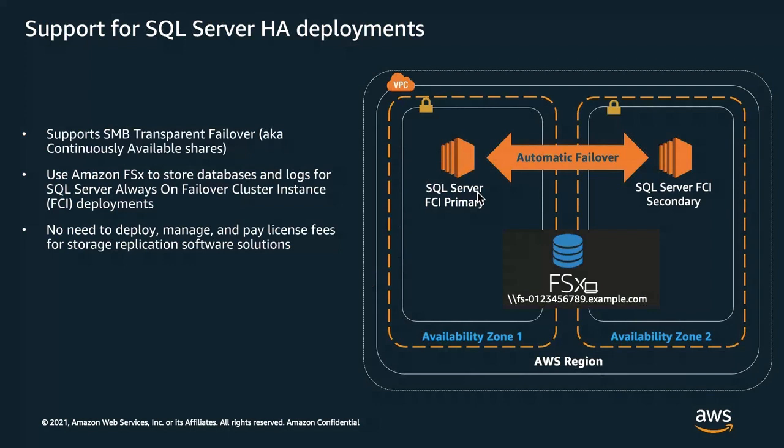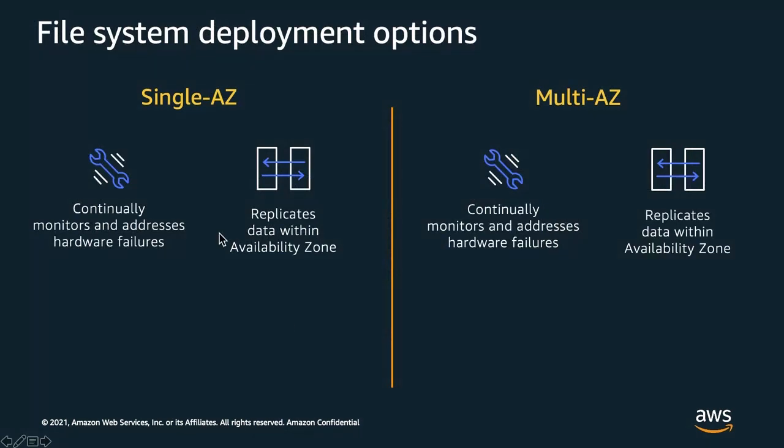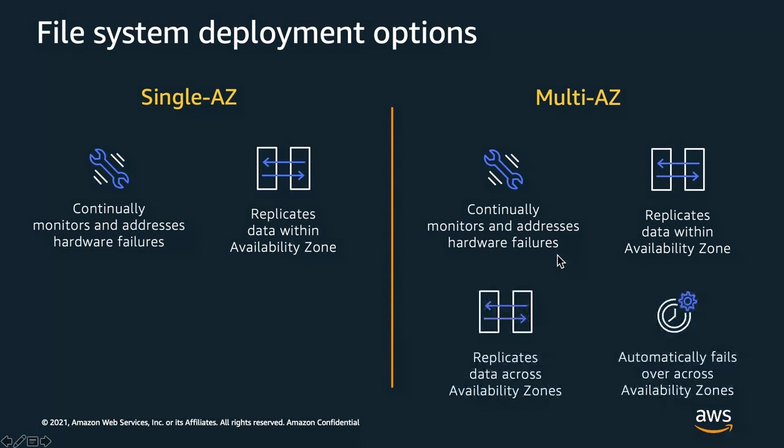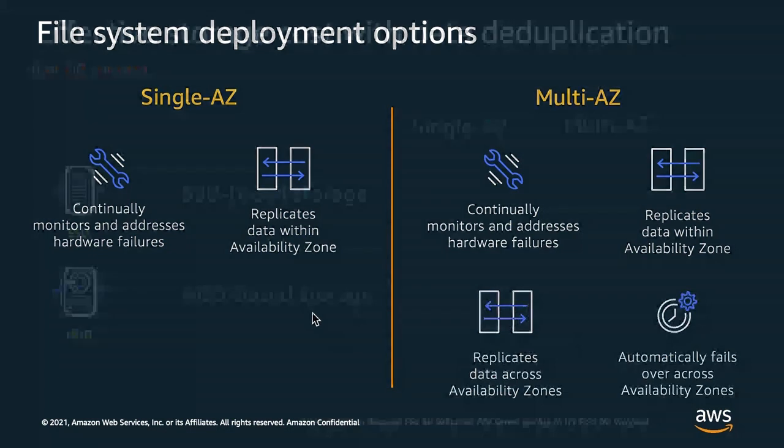You just have to pay for SQL Standard licenses if you choose to use FSx for Windows in your SQL cluster environment. So both your database files and log files can be stored on FSx for Windows. And of course, your cluster's compute servers can be stored in multiple availability zones. So that way you have the high availability as well. Okay, so the deployment options are FSx is available as a single AZ as well as multi-AZ. And if it's in multi-AZ, obviously the data is replicated across multiple availability zones, and it automatically fails over across AZs as well.